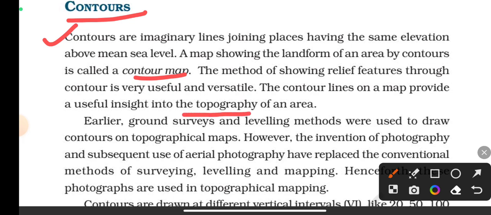Earlier, ground surveys and leveling methods were used to draw contours on topographical maps. However, the invention of photography and subsequent use of aerial photography have replaced the conventional methods of surveying, leveling and mapping.